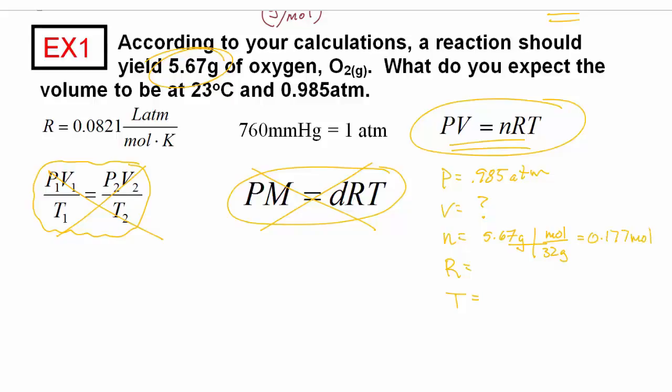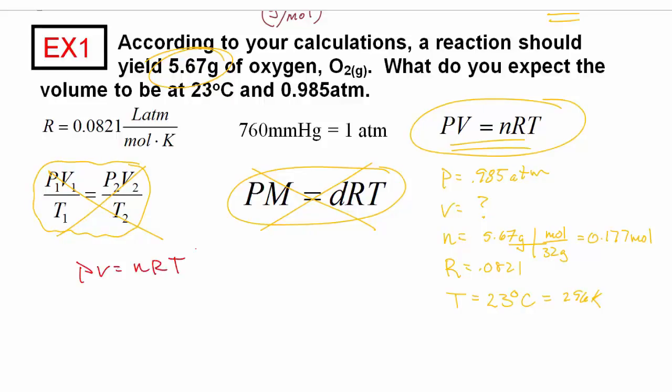moles of oxygen. R, 0.0821 liter atmosphere per mole Kelvin. T is 23 degrees Celsius. But we have to add 273 to that, so it's really 296 Kelvin. So now we can substitute everything in.